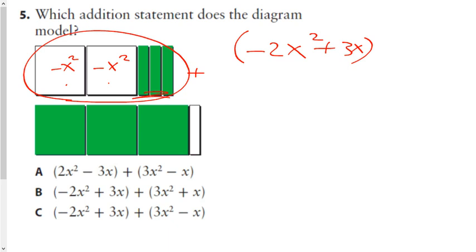That's our second term. And we're adding to it 3x squared, 1, 2, and 3, and a negative x. If we look through our options, the one that says that is, I believe, the third one, right? C is the correct solution to which addition statement is represented by that diagram.